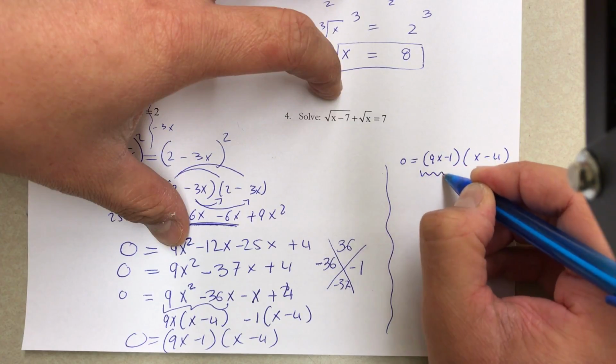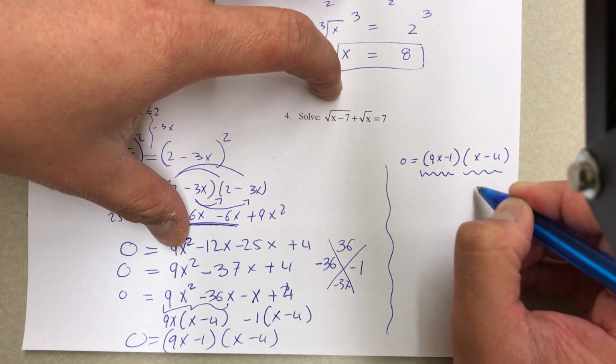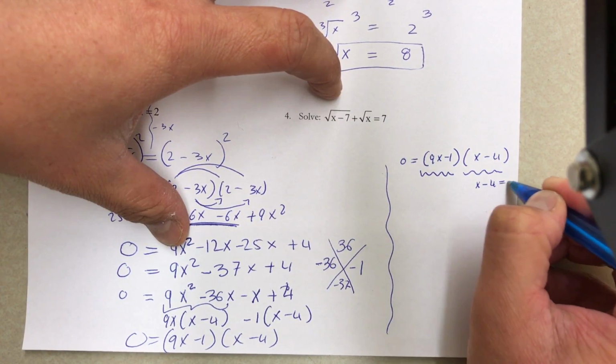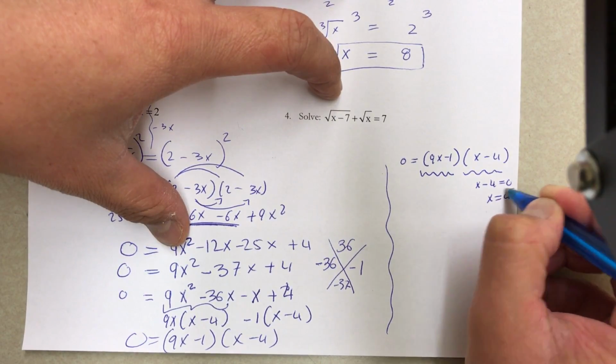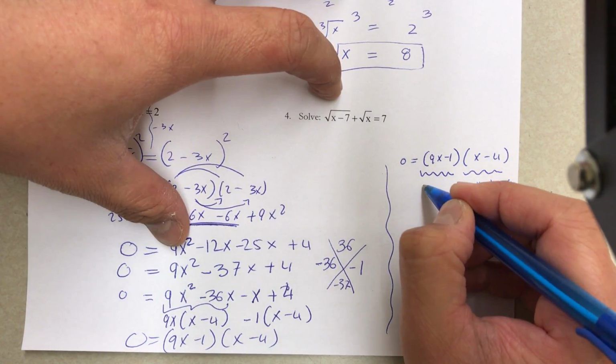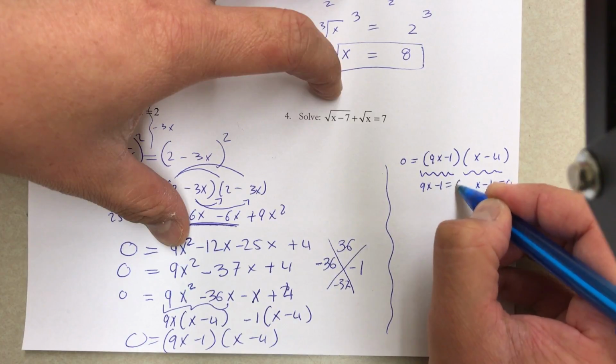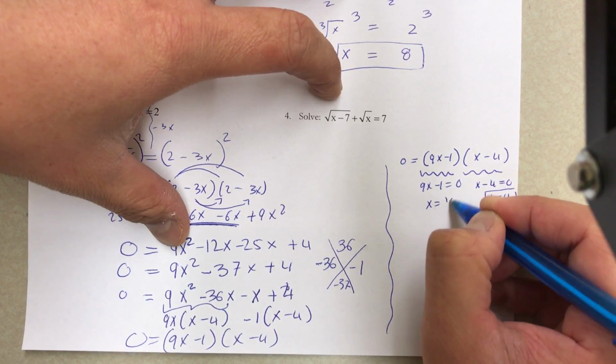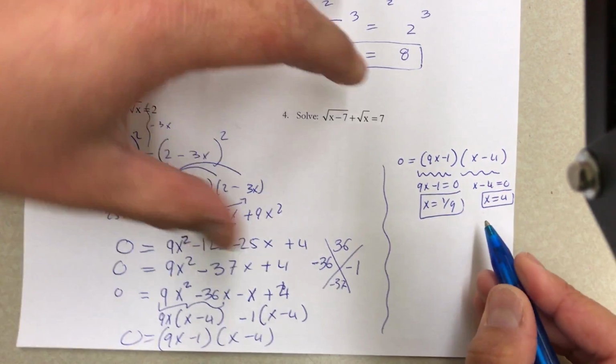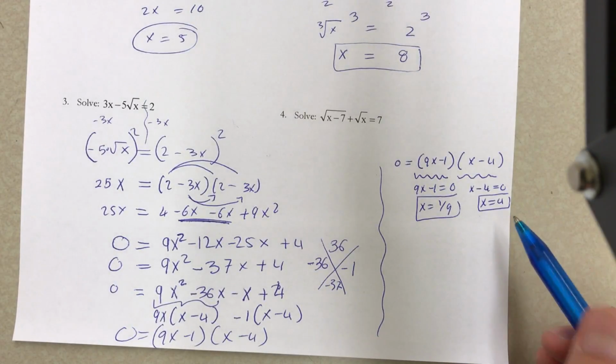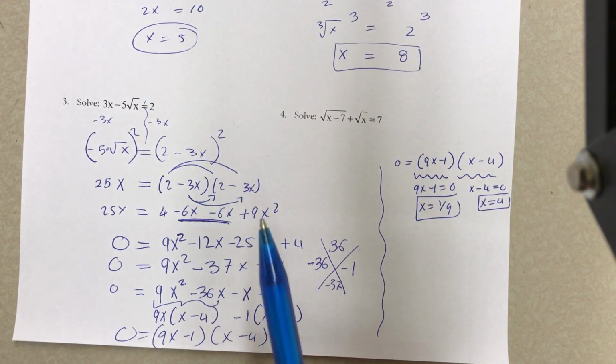So then you take each factor and you set it equal to 0. If you take this factor and you set it equal to 0, that means x equals to 4. So that's one possible solution. And if you take this factor and you set it equal to 0, you get x equals to 1 over 9. That's another possible solution. So what you have to do next is you have to plug it in and check the solution.